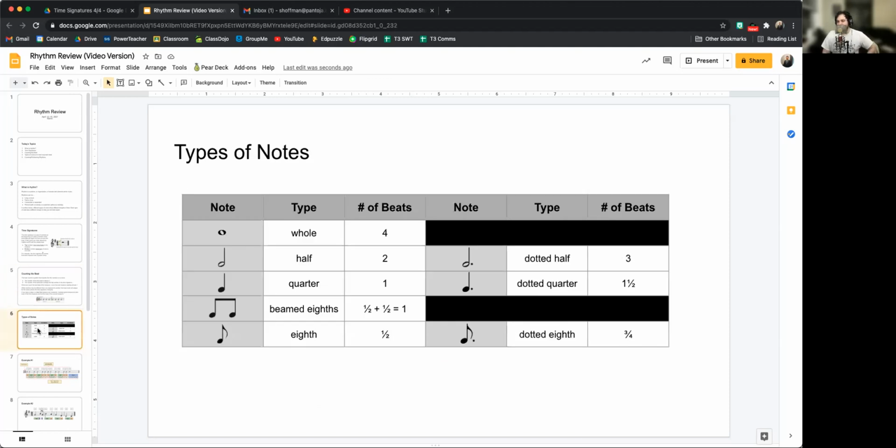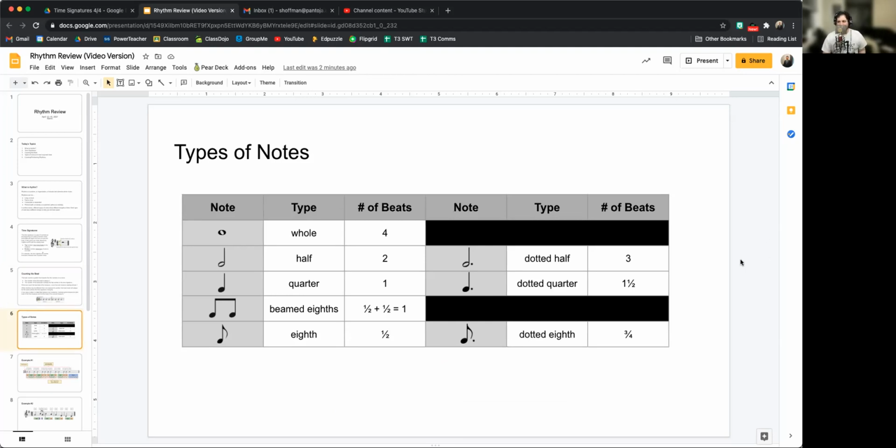Types of notes. Okay, so this is just for your reference. I'm going to leave this in your slideshow. But these are all of the notes that we have at some point talked about in our class. Whole notes, half notes, dotted half notes, quarter notes, dotted quarter notes, beamed eighth notes, which together are 1 beat, but it's a half beat each. 2 sounds in there, and then an eighth note, which is just half a beat.